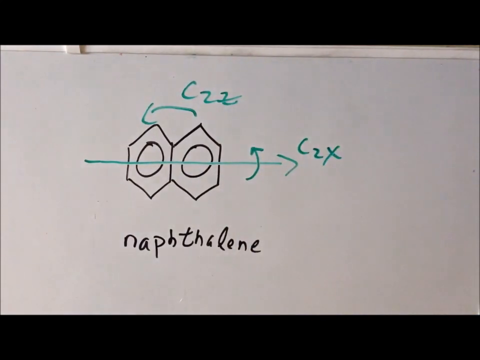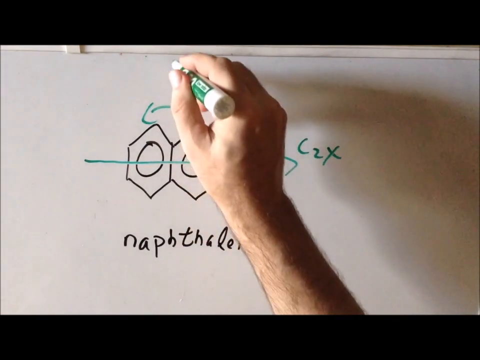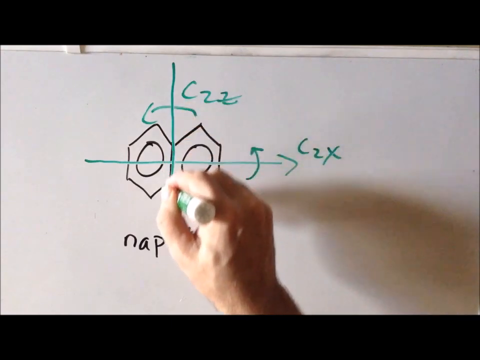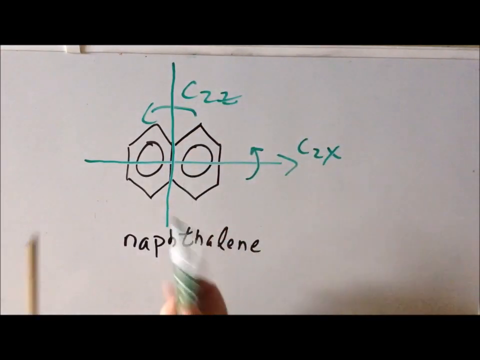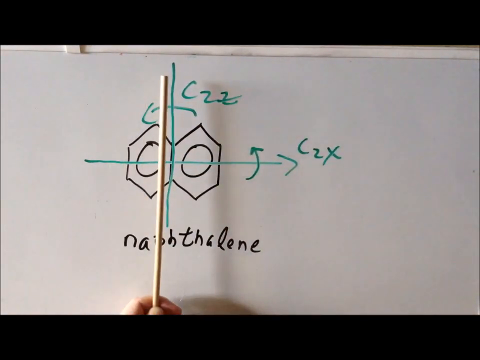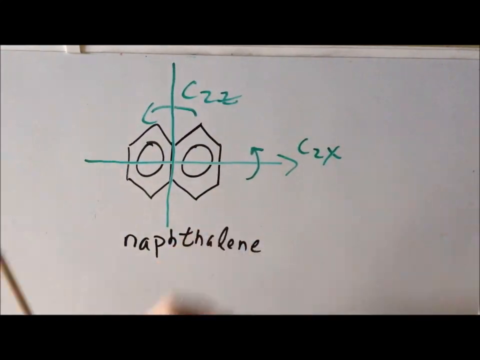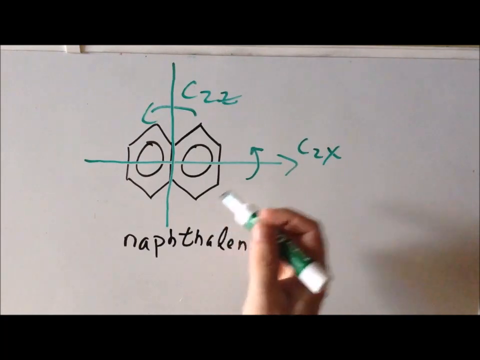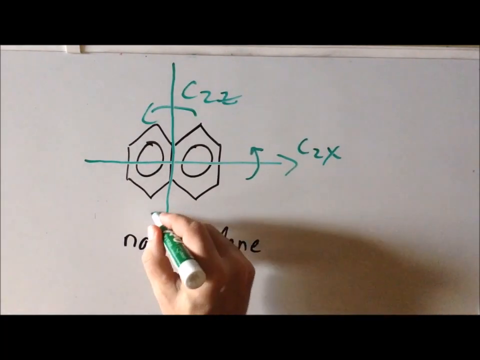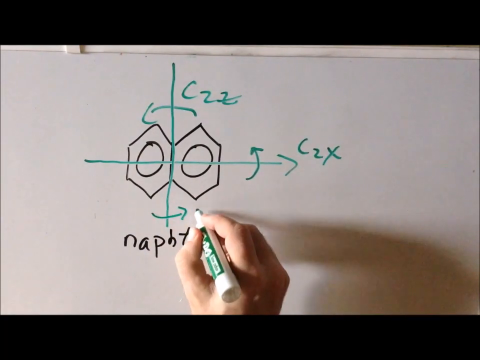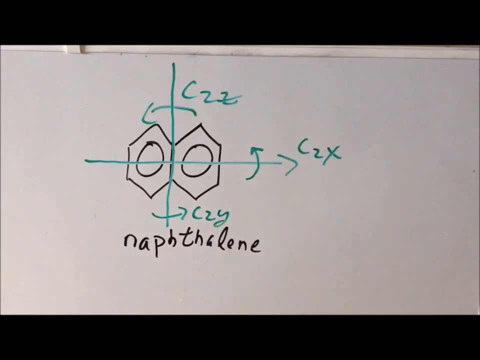And last but not least, if I draw the y-axis, I notice that if I rotate about that particular axis, it would take the right ring into the left ring, and the left ring into the right ring. So I also have a C2 about the y-axis. So I have three mutually perpendicular C2 axes.